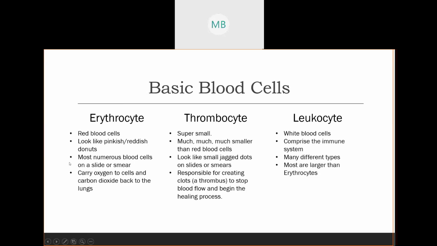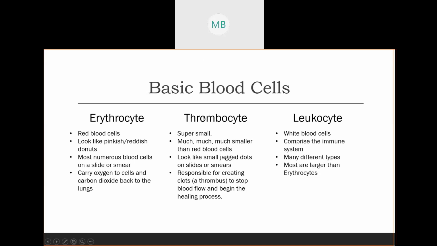They are going to be the most numerous blood cells on your slide or the blood smear that you're checking out. And to carry this over into lecture, their purpose and job is to carry oxygen to your cells in the body, and then the waste, which is carbon dioxide, back to your lungs so you can breathe it out. You will learn more about that process in lecture.